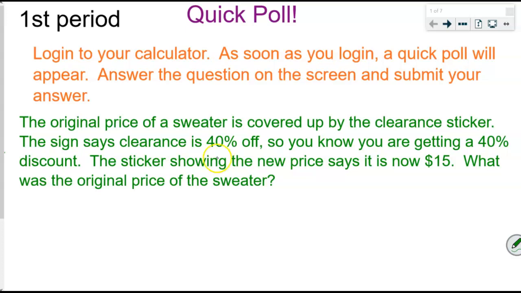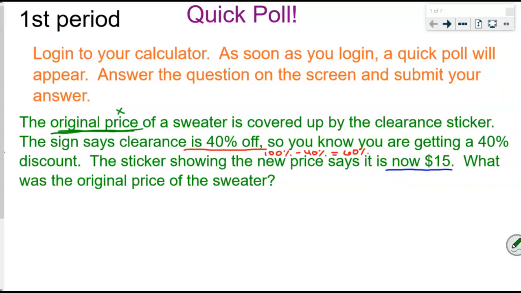Okay, what we're seeing in this problem is we do not know the original price. So since the original price is the thing that I don't know, that is the thing that's going to get the variable. I'll use x for the original price. We do know that it's 40% off. So whatever the price is that I'm paying, it's a discount of 40%. That means I have 100% minus 40% is equal to 60%. And I know that when I paid that original price and then got that 40% discount, I ended up paying a total of $15. That's the new price, the now price.